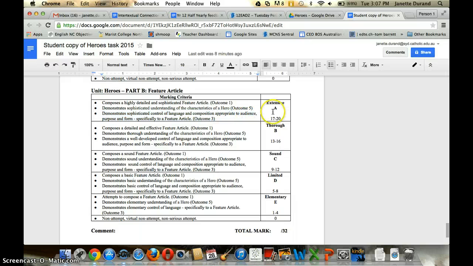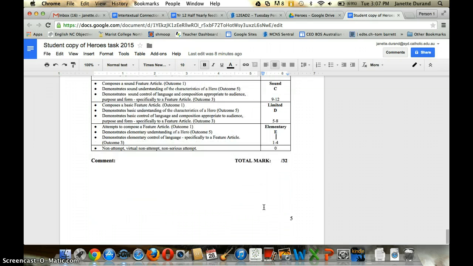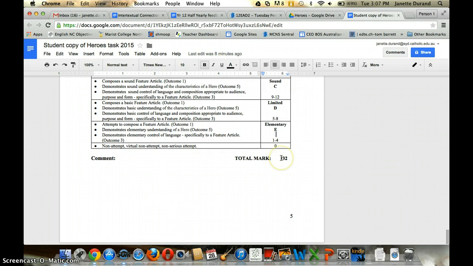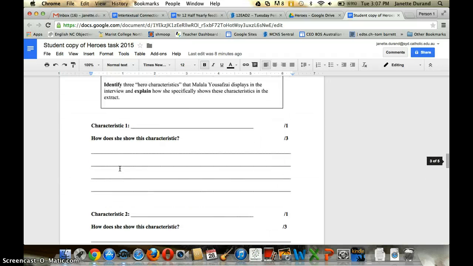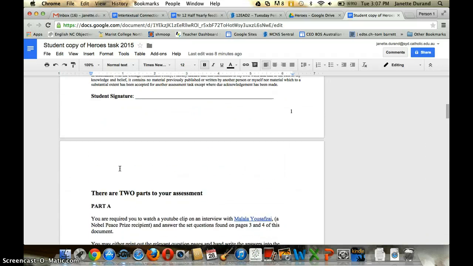Now that top band, that A range, extensive, 17 to 20. Thorough, B, 13 to 16. Sound, C, 9 to 12. Limited, D, 5 to 8. And elementary, E, 1 to 4. Your total marks will be marked here out of 32, and you will have a comment written by the marking teacher on this task. So gentlemen, just to recap, I'll go back to the very start, to the front page.